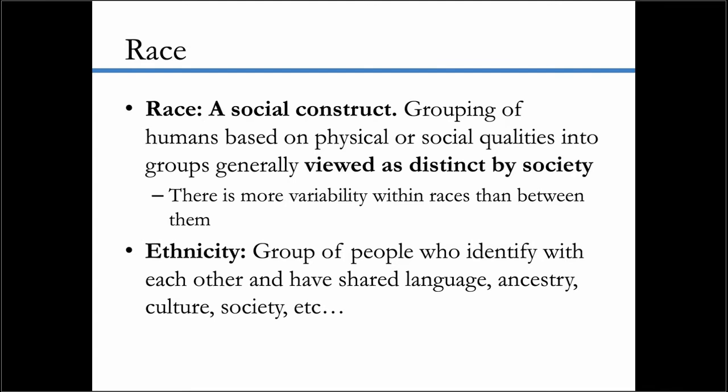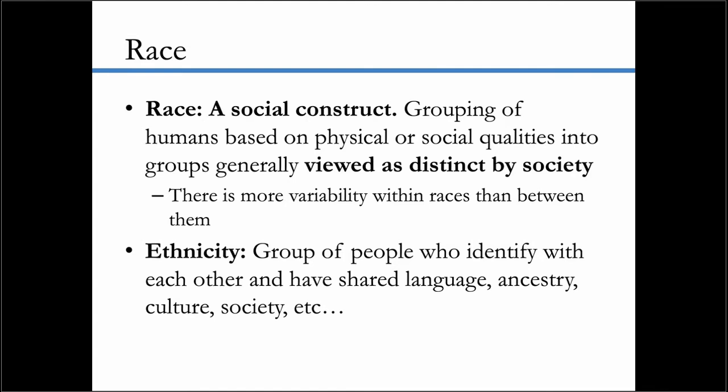And often I think we get misinformation about what race and ethnicity are, and people are put into these groups based on some characteristics that we say is defining who they are. And often we talk about race as being some biological construct, but actually race is more correctly a social construct, and it's grouping of human beings based on some physical or social qualities that are usually viewed as distinct by society. But one thing I want you to actually take away from this is that there's actually more variability within individual races than there are between them.